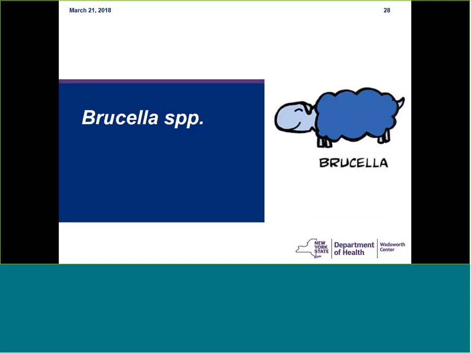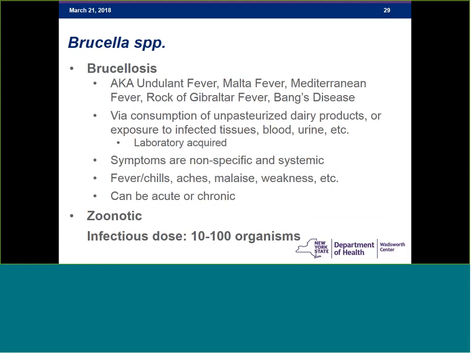Lastly, we will discuss Brucella. Three specific Brucella species fall into the select agent category: Brucella abortus, suis, and melitensis.